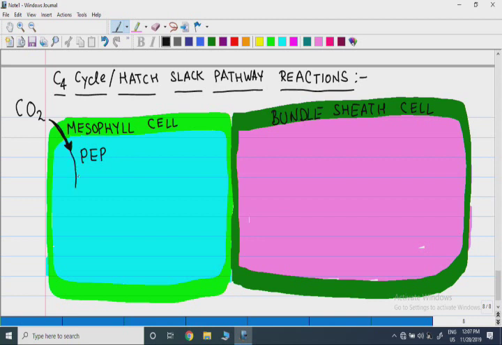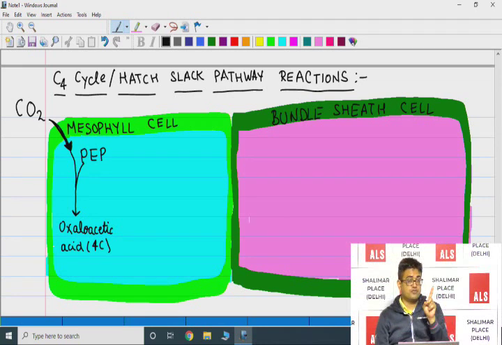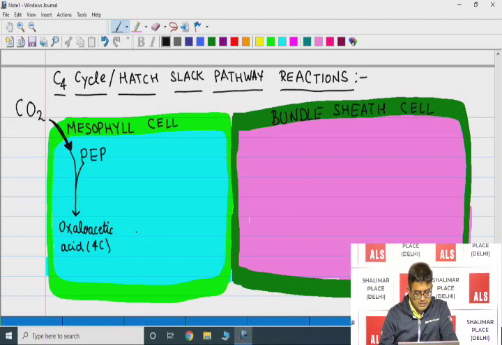Phosphoenol pyruvic acid and carbon dioxide react together, and they produce a 4-carbon compound called oxaloacetic acid. I am writing the full name here because it is very important. It is a 4-carbon compound, oxaloacetic acid. This is the first product of the C4 cycle. Okay.